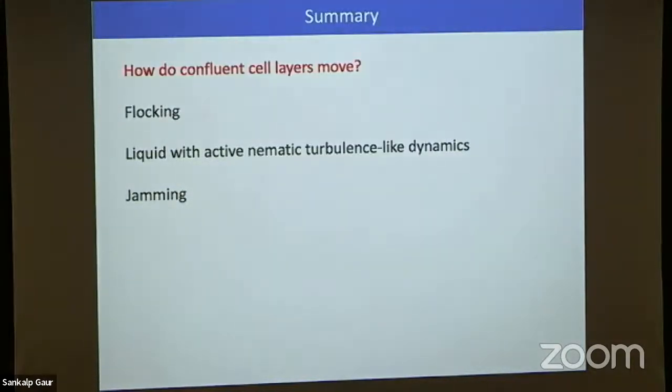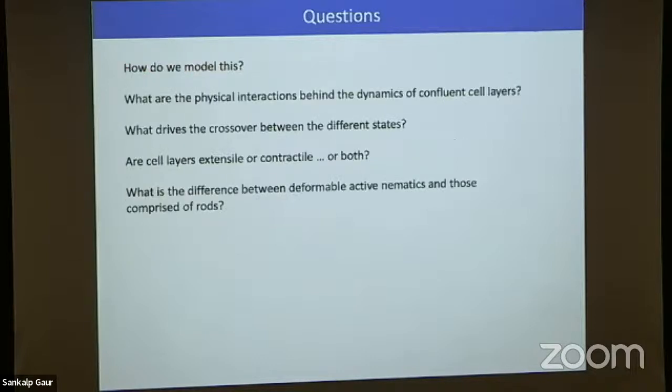So that's the question we're asking. We understand there are different ways in which these cells move. These are the different ways in which the cells move, and these are the questions we're asking. How on earth can we write down a simple model which gives us flocking and jamming and active turbulence, a simple model in terms of the forces between these cells?